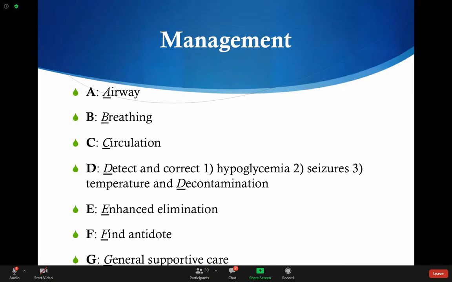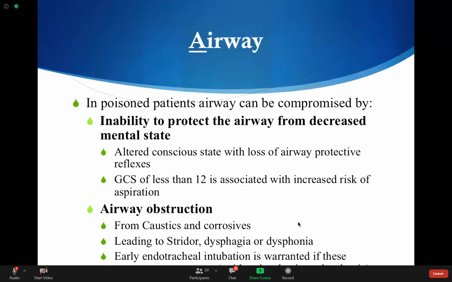And then good supportive care. Very good supportive care is very important. The patient won't survive, even if you give them the antidote, if you didn't give good supportive care. So airway, always assess the airway before everything and protect it. If the patient ingests caustics and they are having stridor, then they're having trouble with the airway. They need intubation early on before the swelling gets really bad and then you cannot see.